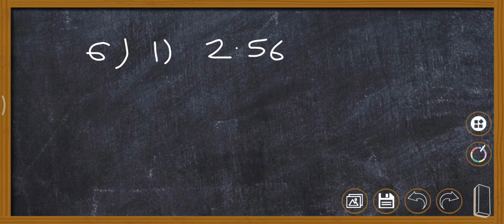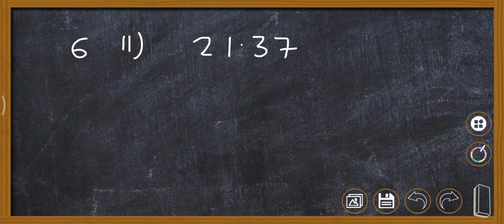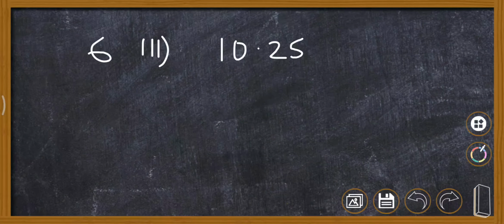Now here you are required to write the place value of 2 in each of the following. This is first, 2.56. So here 2 is on the place of ones. So we will write 2 ones. Now this is 21.37. Here 2 is on the place of tens. So the place value is 2 tens.